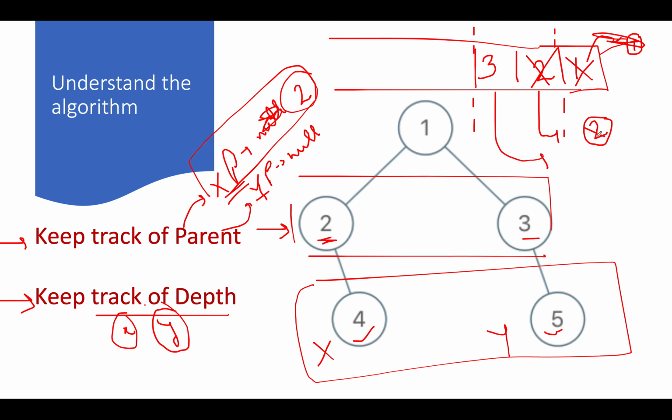And now 2 is gone. Then we'll pull out 3 from the queue. 3 gets pulled out, and we will visit its left child. Its left child is null, we'll skip it. Its right child is 5. Is 5 equal to x? It's not equal to x. Is 5 equal to y? It's equal to y. What we will do is set y's parent to be equal to 3, as we have done for x's parent. So y's parent gets set to 3.